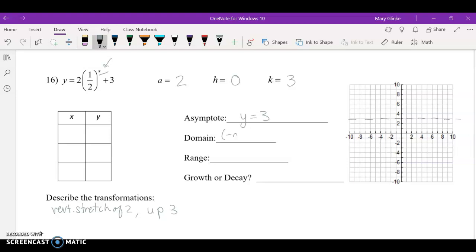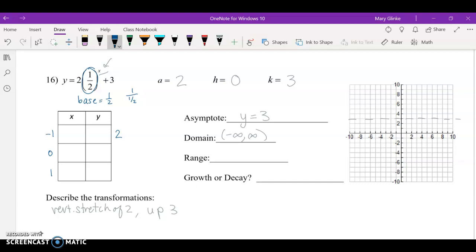We also could do our domain right away, and it's negative to positive infinity because it's left and right forever for all exponential functions. Our x values are going to be -1, 0, and 1. Our y values are 1 over the base. Now our base here is going to be 1/2. So when we do 1 divided by our base, it's going to flip our fraction. It's going to become 2 over 1.